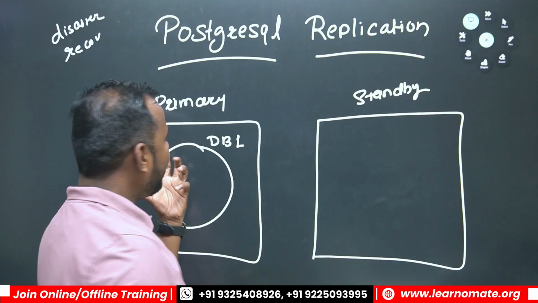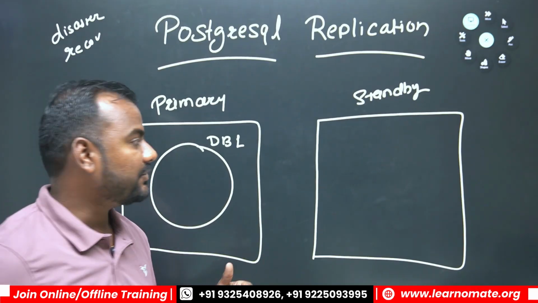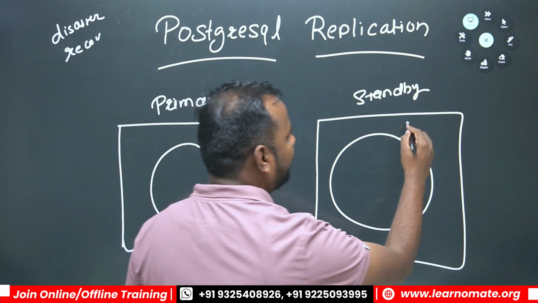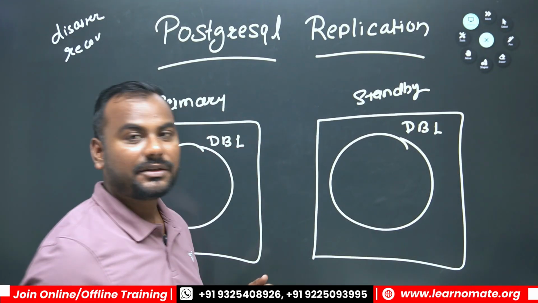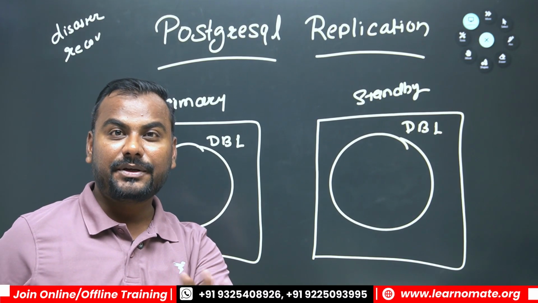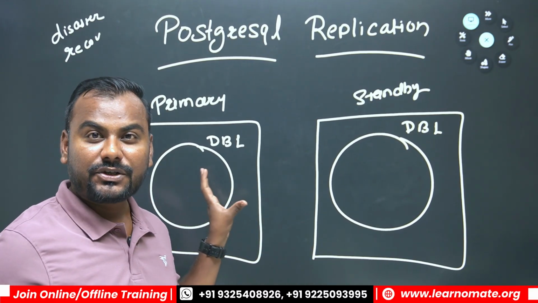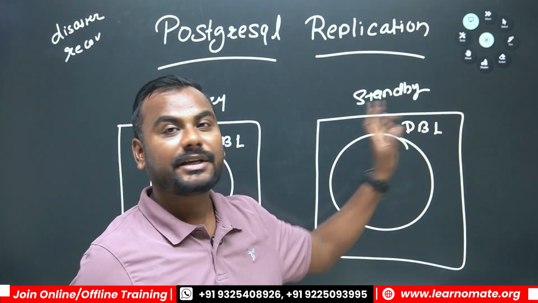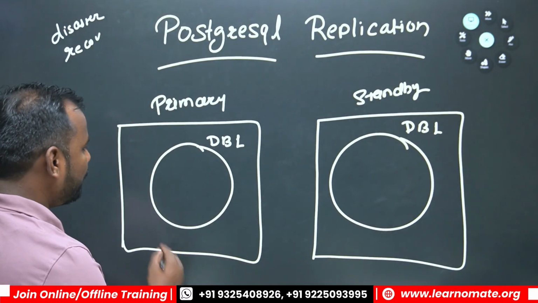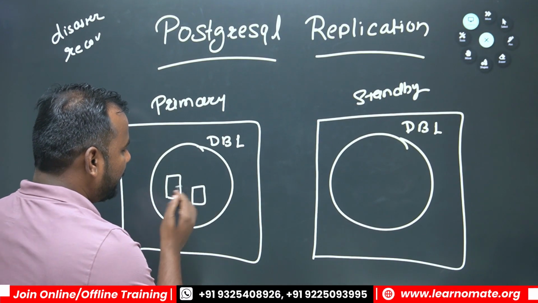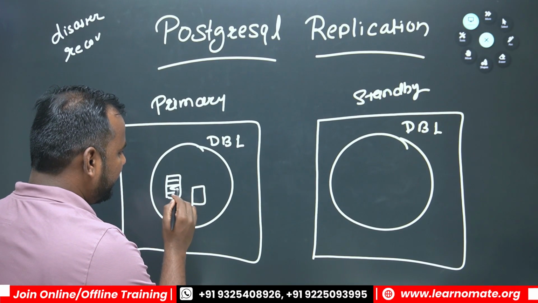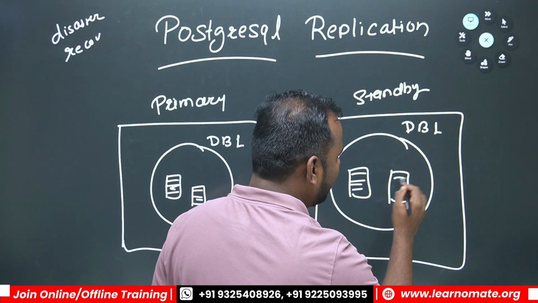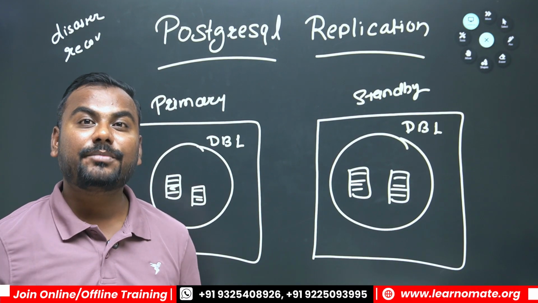Now, the structure we have on the primary, the same structure should be there on the standby side. So if I have database 1 here, I should have database 1 on the standby side. What is the importance of it? By any chance, if my primary cluster goes down, the users or applications can connect from the standby side. Whatever changes happen, say you create a table on the primary database, the same table will be created automatically on the standby side. This is called streaming replication.